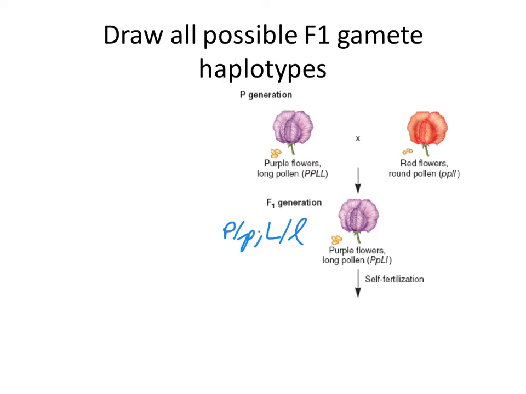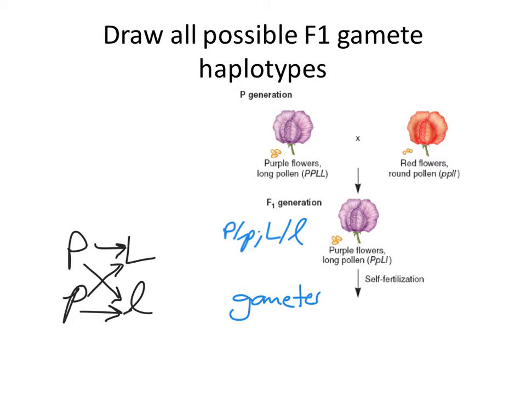How many gamete types get produced by this individual flower? Independent assortment tells us that at the first locus, at the P gene, there are 2 alleles. How many alleles at the second gene? 2. There's a big L and there's a little l. So how many different possible combinations of P's and L's can you make? Should sound familiar. It's 4. You can have big P's with big L's, big P's with little l's, little p's with little l's, little p's with big L's. Those are the 4 different gamete haplotypes that are produced.